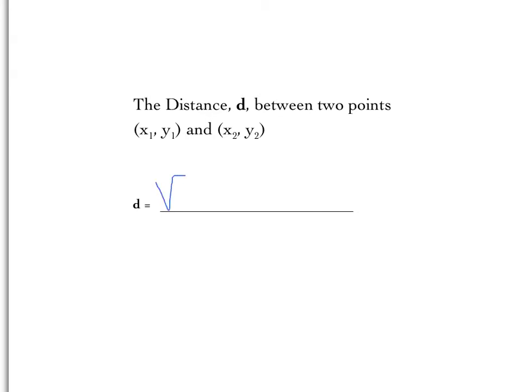The square root of (x sub 2 minus x sub 1) squared, which remember is just delta x squared. Well, that's supposed to be a plus. (y sub 2 minus y sub 1) squared, which again is just delta y squared.